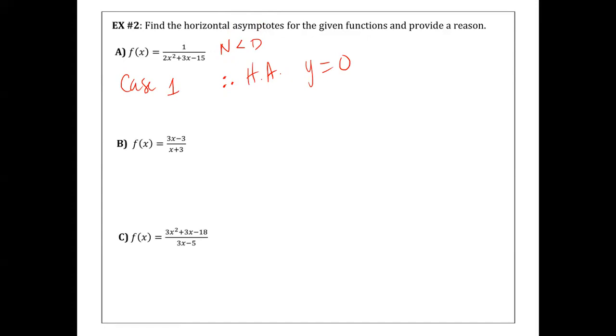Okay, B. What case is that? It's a case 2 situation. Good job. And that means that the degree of our numerator equals the degree of our denominator. So then and therefore, our horizontal asymptote is y equals the ratio of our leading coefficients. So our leading coefficients are what? 3 over 1, which equals 3.